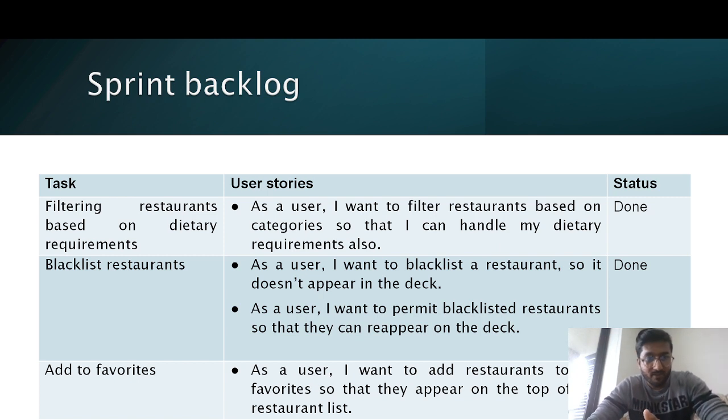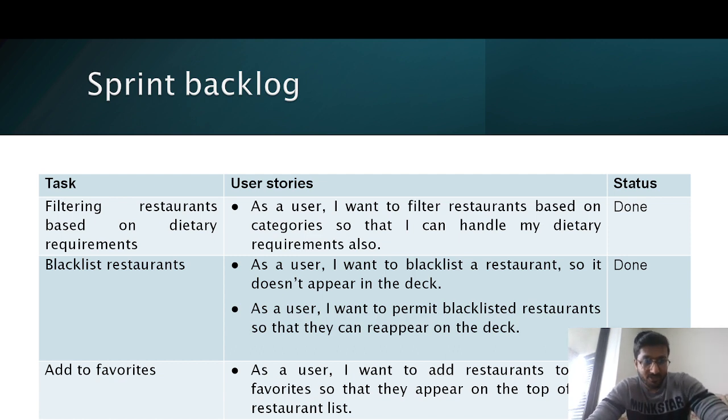In the sprint backlog, first we have done the filtering of restaurants based on dietary requirements. As a user, I want to filter restaurants based on categories so that I can handle my dietary requirements. And we have worked on blacklist restaurant also. As a user, I want to blacklist a restaurant so it doesn't appear in the deck. As a user, I want to permit blacklisted restaurants so that they can reappear on the deck.